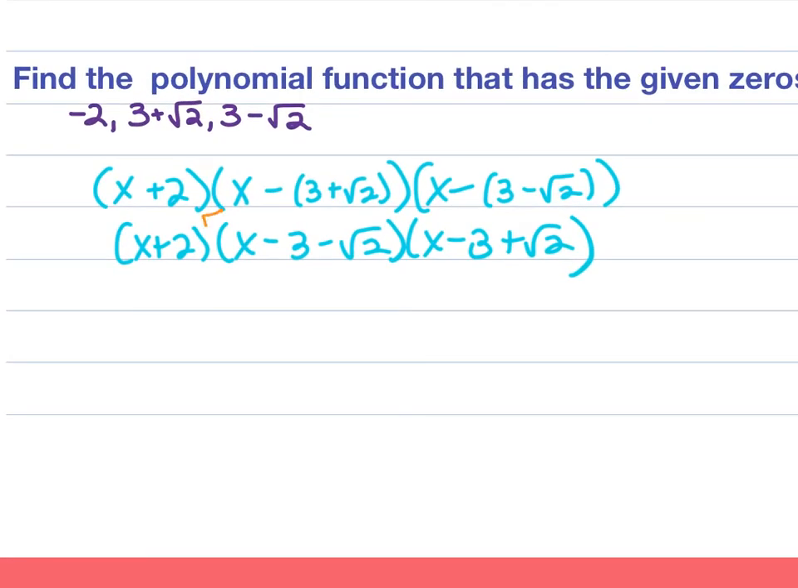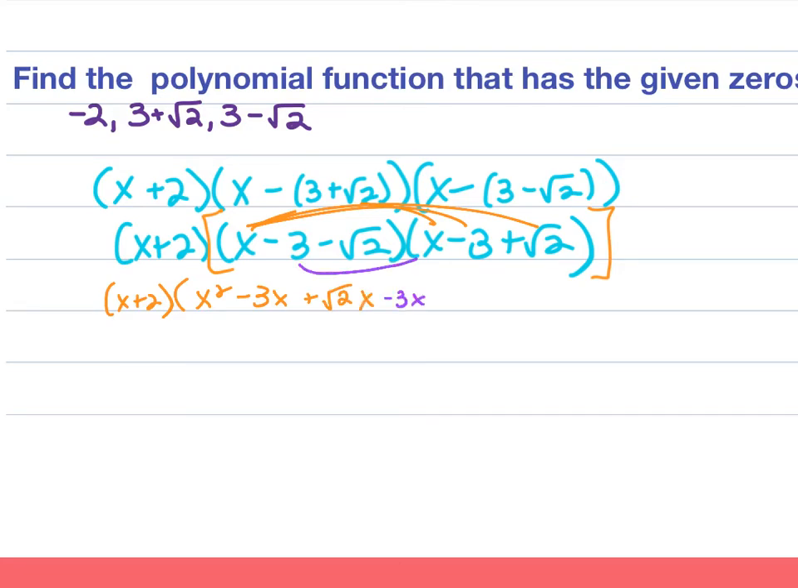So I'm going to start by multiplying out those two. I'm going to bring down the x plus 2. I'm going to multiply this. x times x is x squared. x times 3, negative 3x. x times root 2, positive root 2x. Then I go to the negative 3: negative 3 times x, negative 3 times negative 3, negative 3 times root 2.